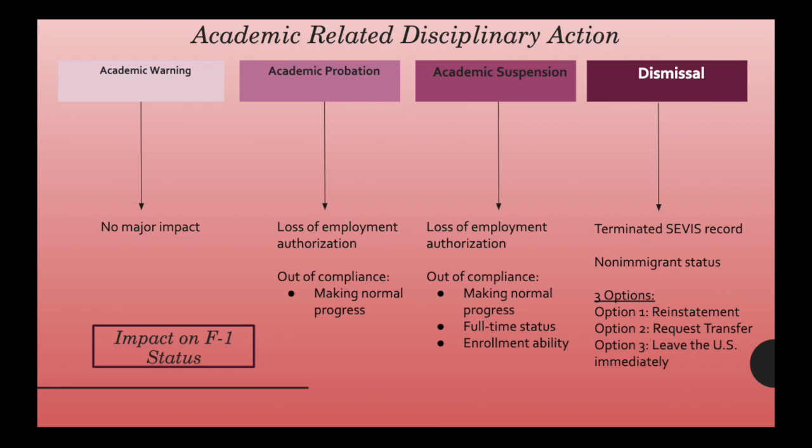Now, let's dive into the pool of discipline to explore the implications and impact of violating the F-1 status. First is the academic warning, typically given to students who are not in good standing, which we previously defined as having a 2.0 GPA. There's essentially no effect on the F-1 status if a student receives an academic warning, especially at the conclusion of their first term, though this should still be taken very seriously.